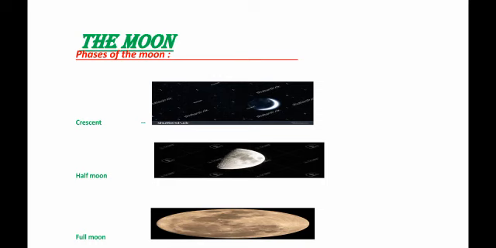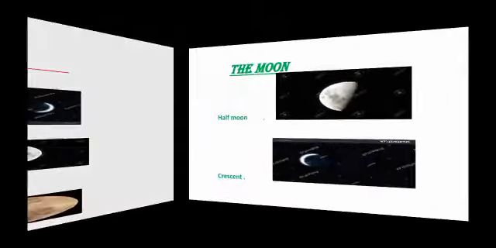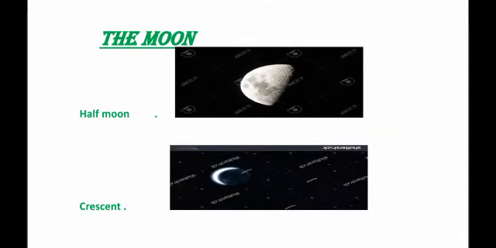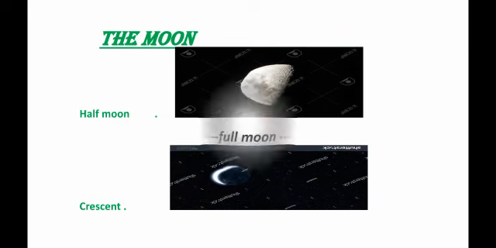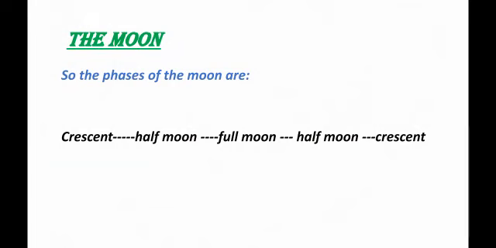First, we see the crescent. The crescent, we can see it at the beginning of the month, like at the beginning of Ramadan. We see the crescent. Then we can see the half moon. Then we can see the full moon, as you see in the pictures in front of you. Full moon. Then we can see the half moon again, and then the crescent again at the end of the month. So what are the phases of the moon? The phases of the moon are crescent, half moon, full moon, half moon again, and crescent again.